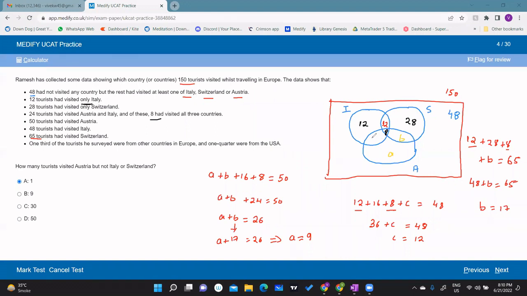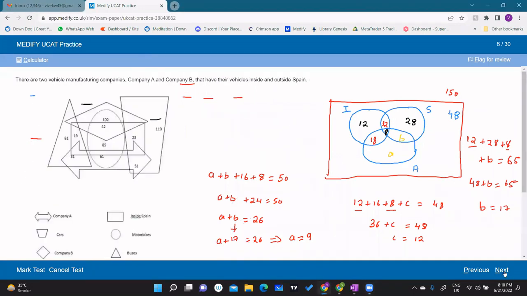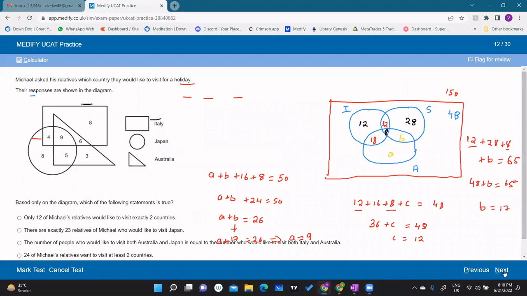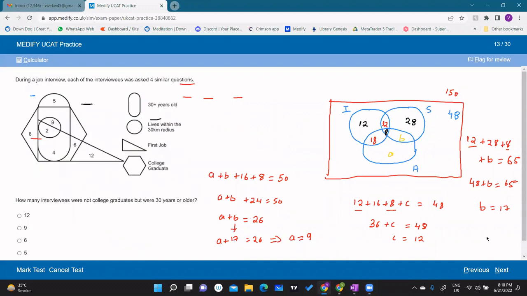All right. Try to practice more on this. There are more questions, I believe, which you can do as part of this particular exercise of Venn diagram. Once you get used to it, it is much simpler.